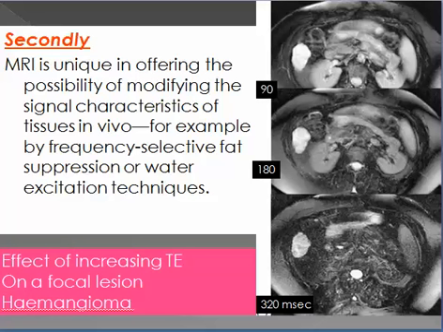This is the effect of increasing the TE on focal lesions like hemangioma. Heavy T2 weighted images show a more apparent, more intense hemangioma. Thank you.